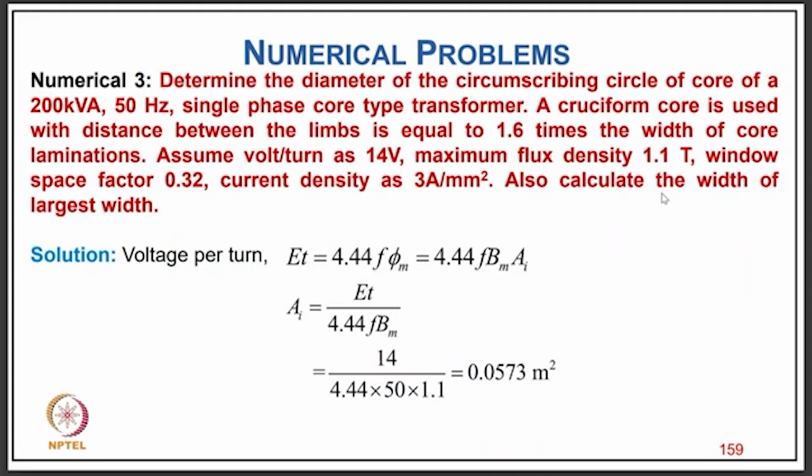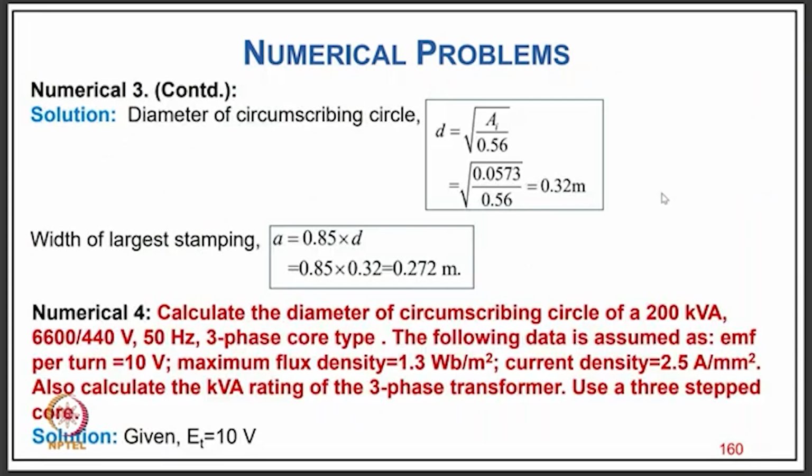So volt per turn Et equals 4.44 f phi m, and Ai equals 80 upon 4.44. So Ai will become, putting the value, 0.0573 meter square. And the diameter of the circumscribed circle d equals root of Ai upon 0.56, that comes 0.324, and with the largest stamping a equal to 0.85 d, it becomes 0.72 meter.